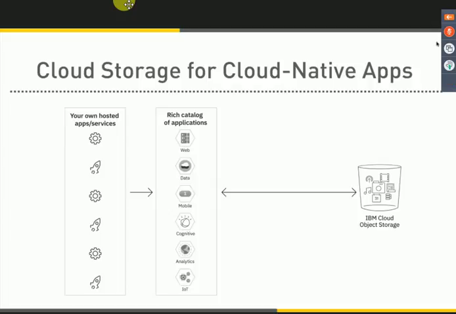For example, the IBM Cloud Container Service, which is based on Kubernetes, can natively talk to the IBM Cloud Storage Engine, and you can expose these storage capabilities to your containerized applications. And this is going to be a very exciting mechanism to manage the life cycle and scale the applications dynamically. So that is cloud storage for cloud-native applications.